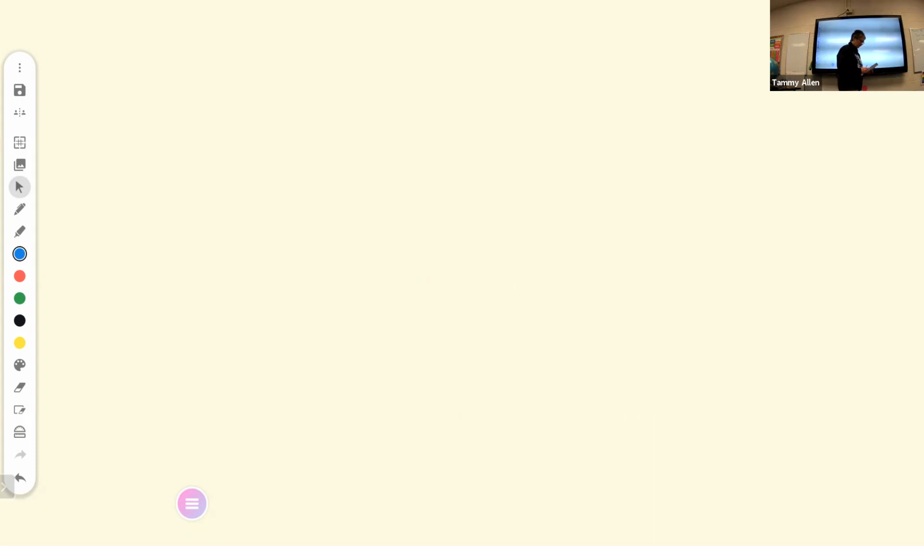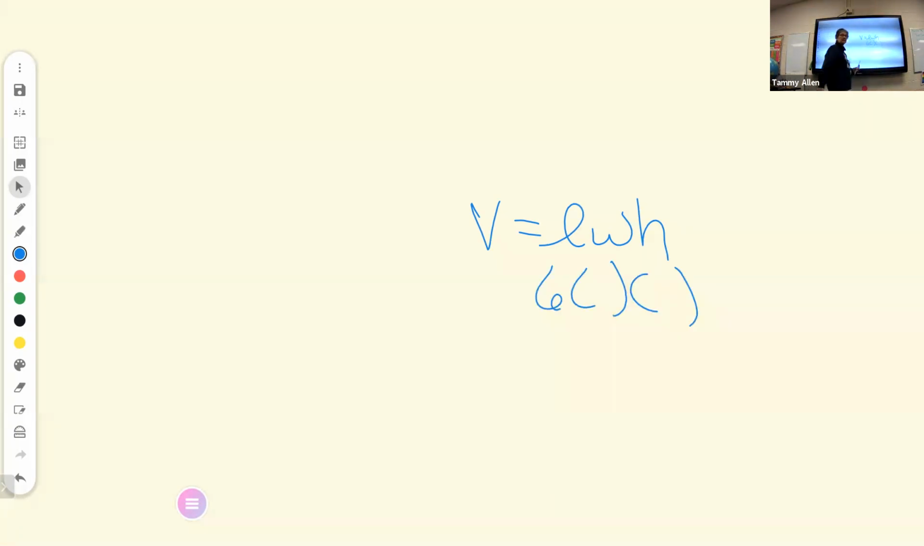Okay. What's the volume? You would start with volume equals length times width times height. We did one of these yesterday. What is the length of this one? What's its length? 6. What is its width? Its width? 3. 3 feet. And its height is 2 feet.